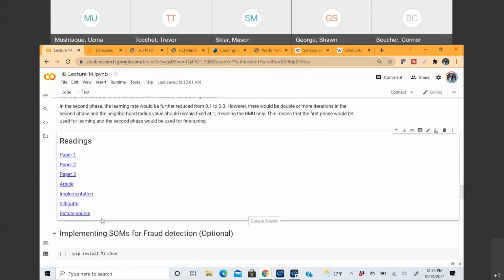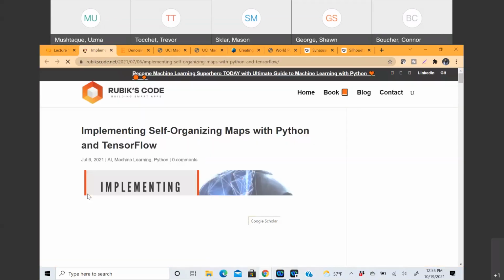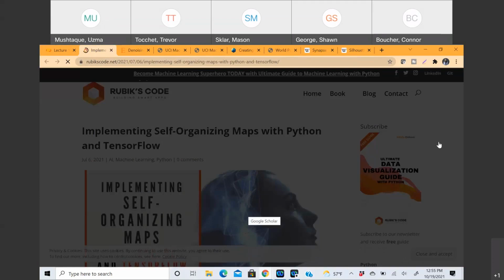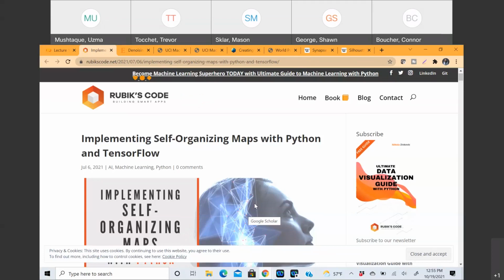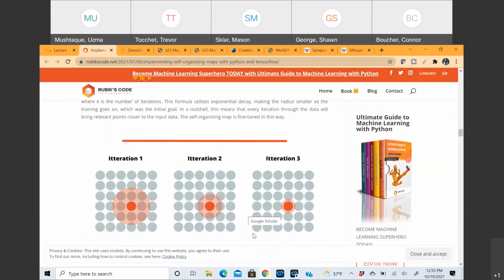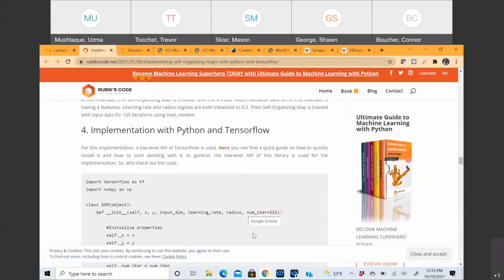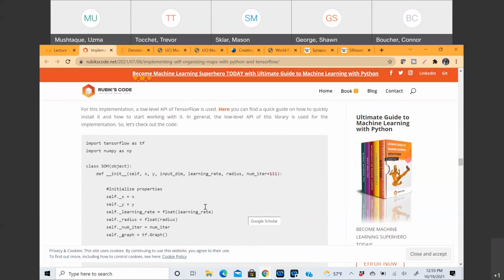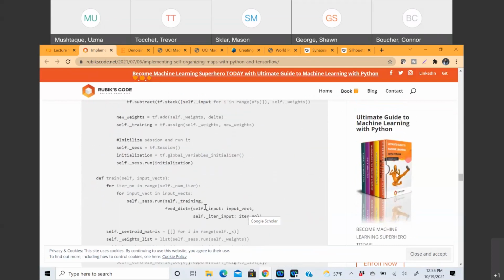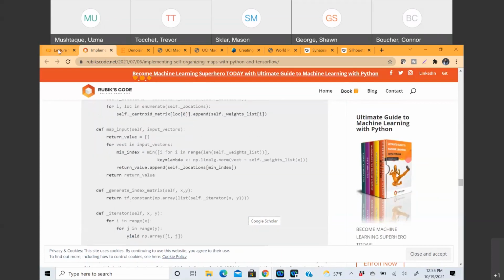Let me quickly check if there is anything that's left. This one, I think, talks about Python implementation. Yeah, I think this talks about how to implement it in TensorFlow. So I haven't used TensorFlow, but here they're showing how you can write a class for that and then implement that in TensorFlow. So yeah, that's another good resource.